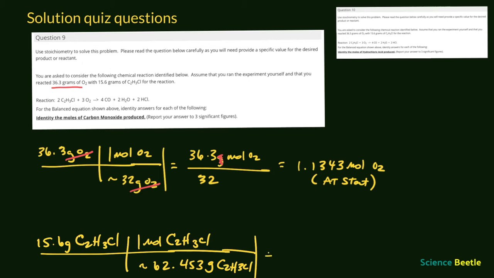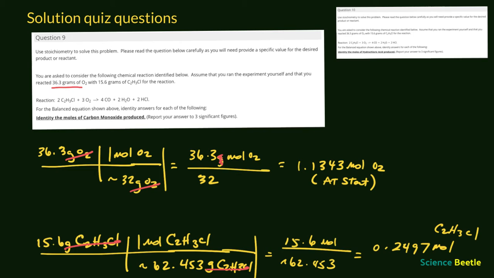C2H3Cl. And if I go ahead and do that, notice the grams of the compound cancel, leaving me the moles here. So what we're going to wind up getting over here is going to be 15.6 grams of the compound divided by the approximate 62.453, which if we follow the math out all the way here, 15.6 divided by that mass down below should give us approximately 0.2497. And this is going to be moles of the C2H3Cl.